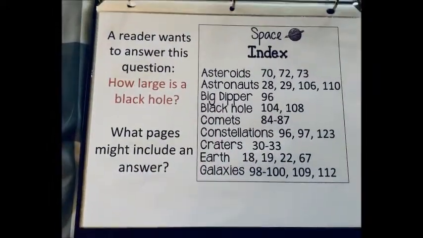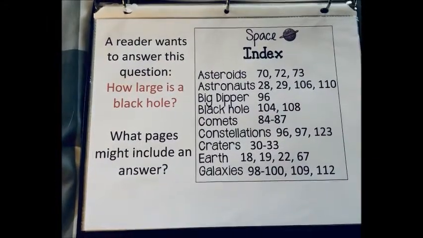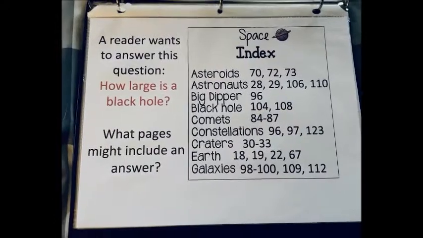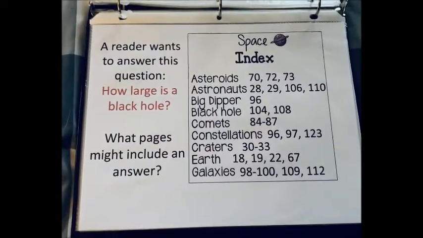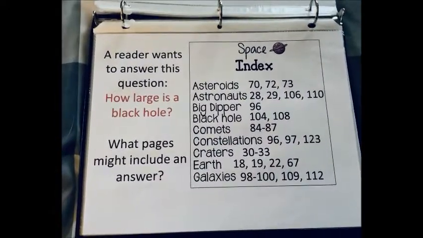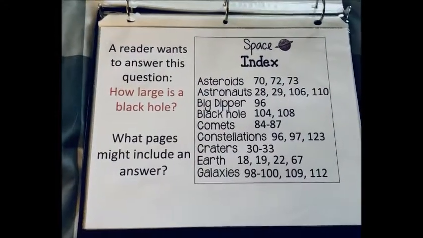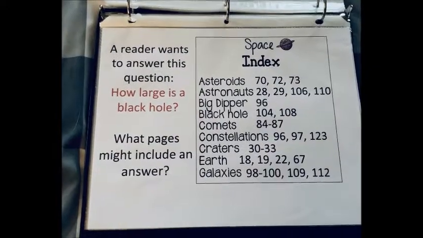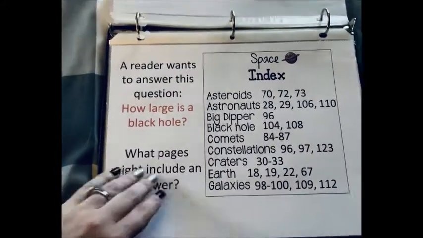Using the same index, a reader wants to answer this question: how large is a black hole? What pages might include an answer? I'm going to give you a second to think. If we're just looking for information about a black hole, we could use our index, and what pages might have our answer? As you can see, the black hole is on page 104 and 108. So if we wanted to answer a question about the black hole, that would be where we would turn to.